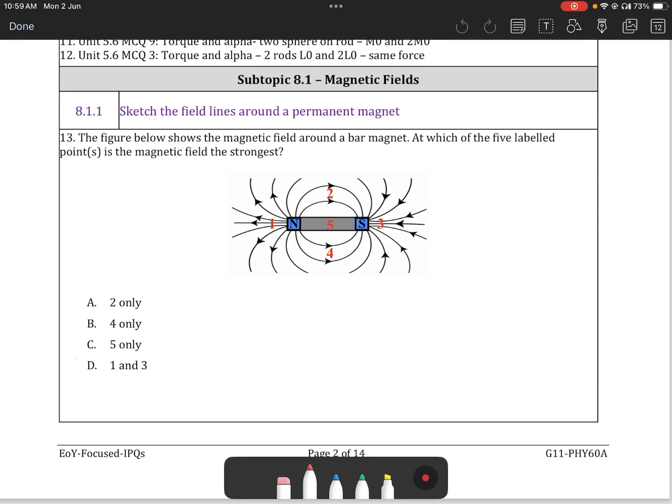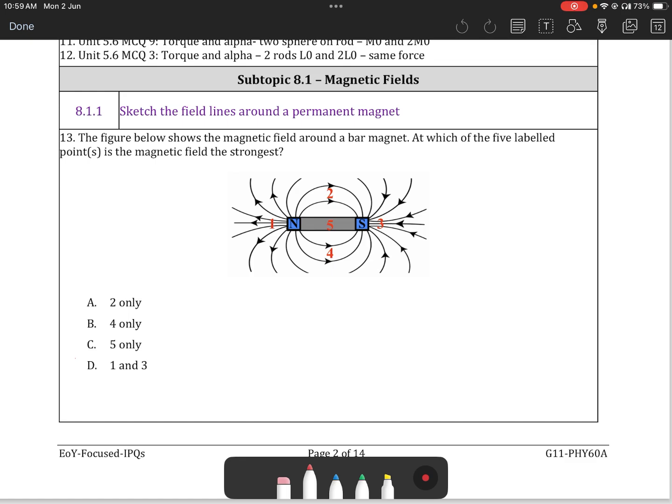In this video, inshallah, we will start solving and explaining term 3 focused questions for the end of year exam, 11 ASP, subtopic 8.1. For the first question, I'll give you time to stop the video and read the question so we can save the time of the video.